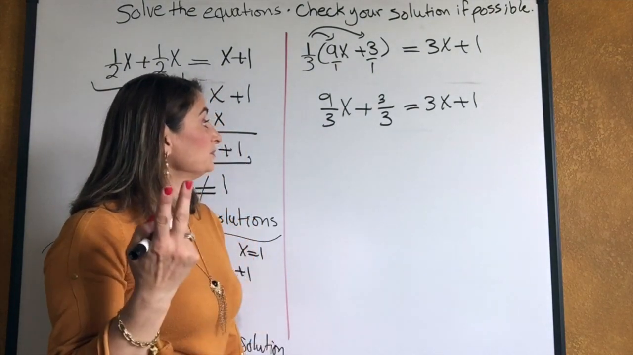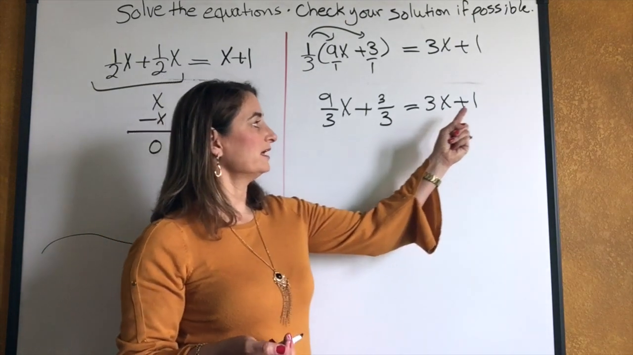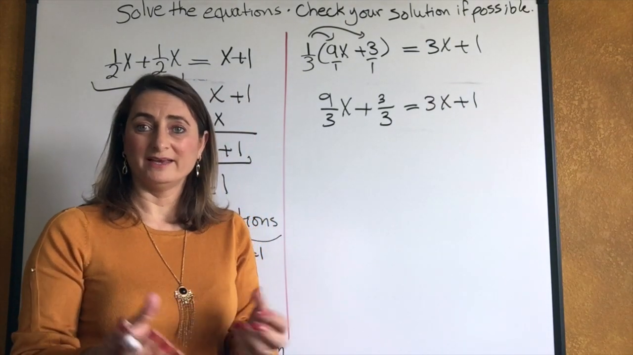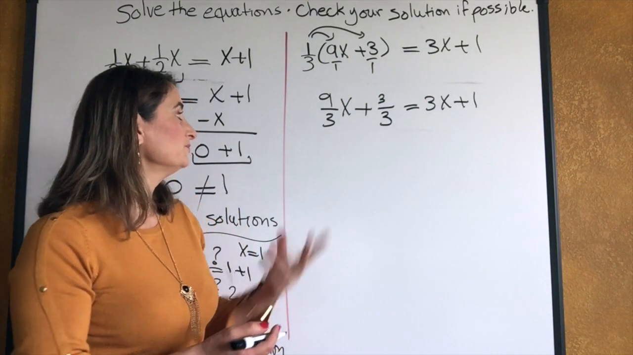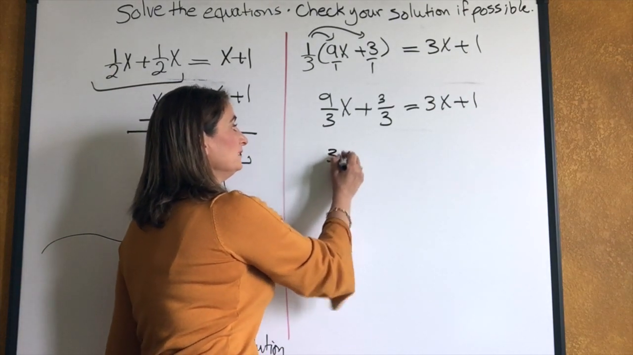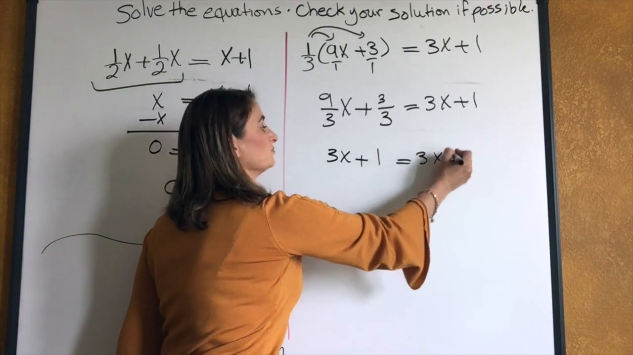Now, step number 2, combine like terms. This has an x. This doesn't have an x. This has an x. This does not have an x. So there are no like terms. I can't combine them. Step number 3 is collect the variables. Before I do that, let's simplify it. 9 divided by 3 is 3x. 3 divided by 3 is 1. Then bring 3x plus 1 down.